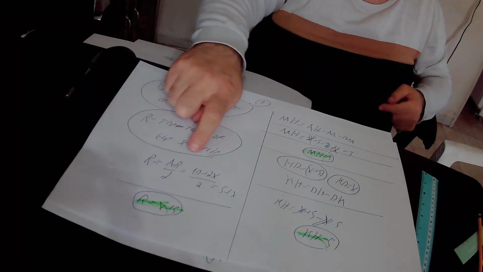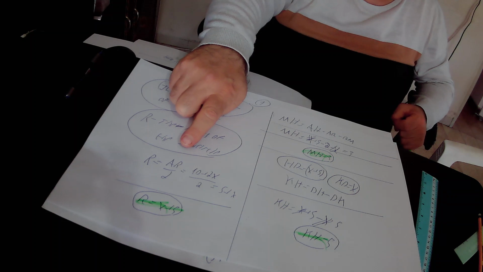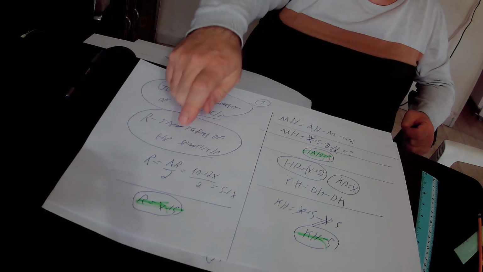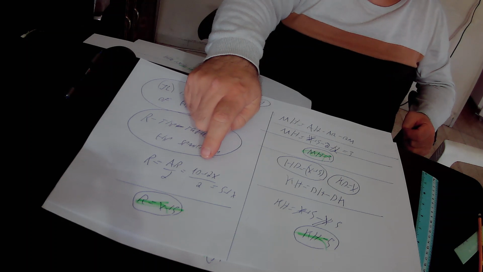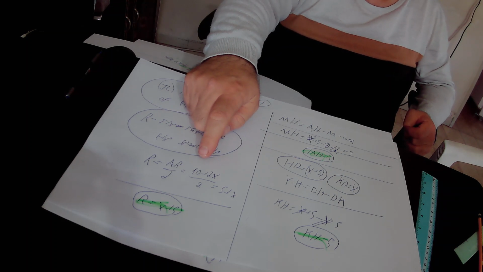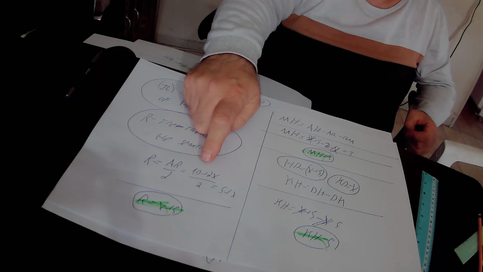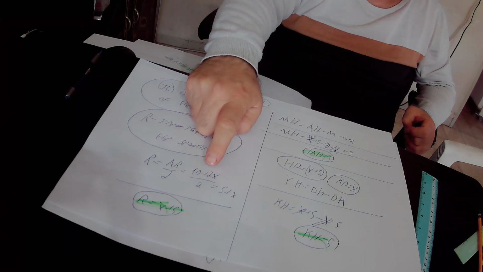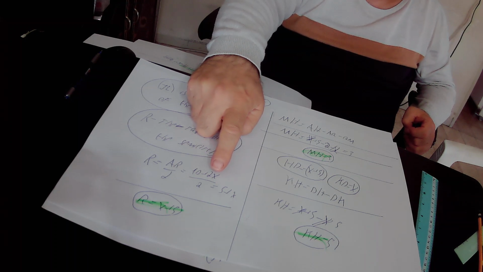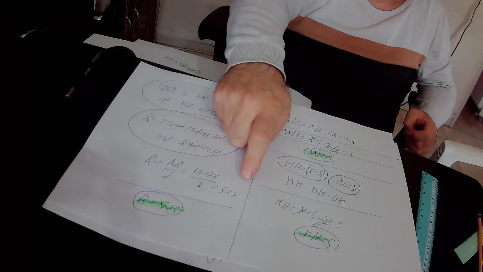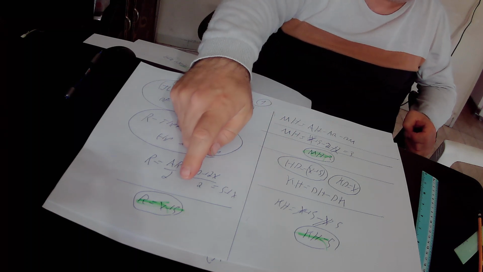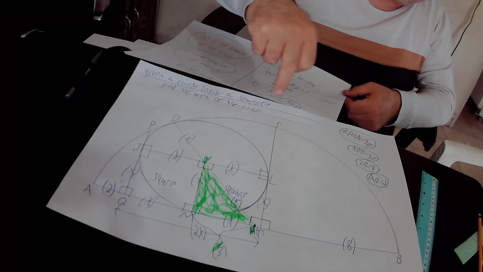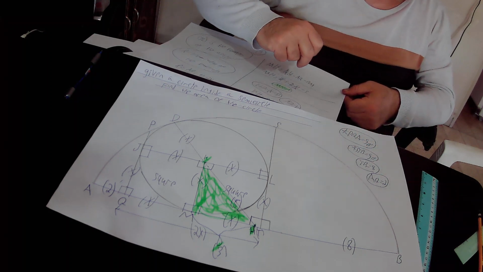The diameter AB is 10 plus 2x, and therefore the radius is AB over 2, which is 10 plus 2x over 2. That is 10 over 2, which is 5, plus 2x over 2, which is x. So in total, the radius R equals 5 plus x. So we found out that the radius of this big semicircle equals x plus 5 units in length.